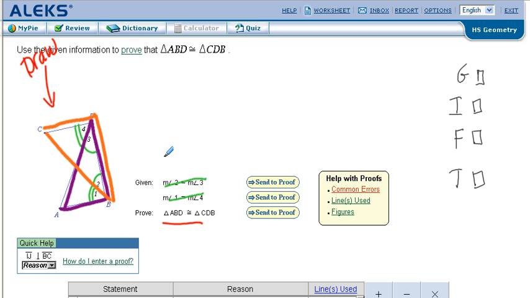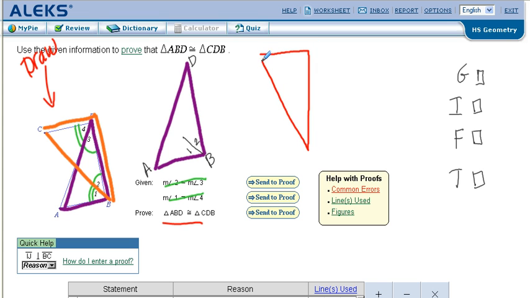So let's pull this first triangle apart here, ABD. Here's angle A, here's B, and here's D, and part of angle B is angles 1 and 2. Angles 1 and 2 make up angle B. And then here we have CDB. And we know that angles 4 and 3 make up angle D.